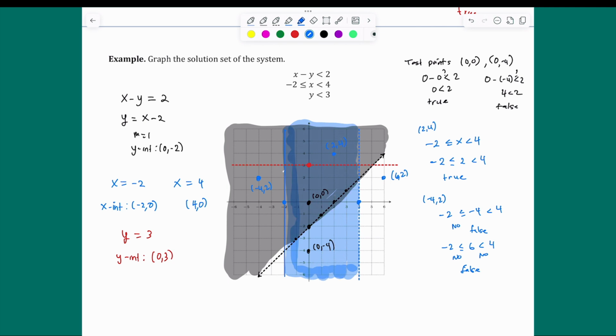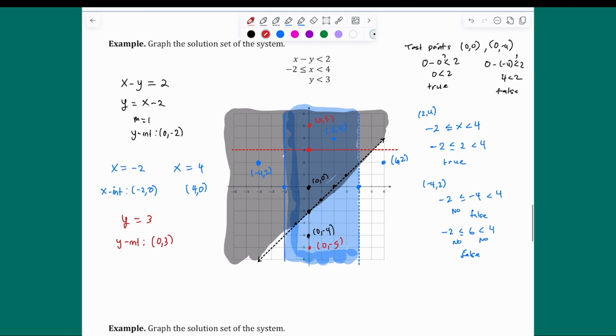All right, and then finally we have to test the red line, and I'm going to go ahead and just take, say, the point 0, 5 and the point 0, negative 5. So testing 0, 5 into our inequality y less than 3. Well, is 5 less than 3? That's a no, that's false. And the other test point would be 0, negative 5. Is negative 5 less than 3? That is true. And so we shade the side where 0, negative 5 is.